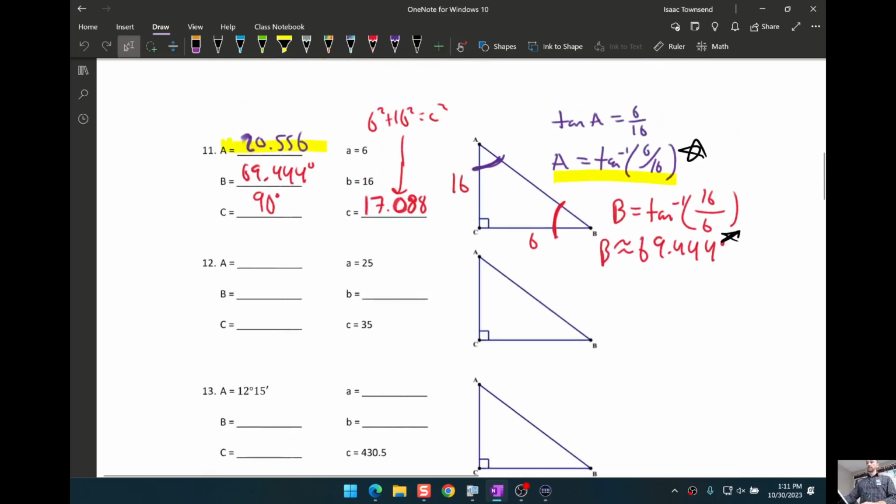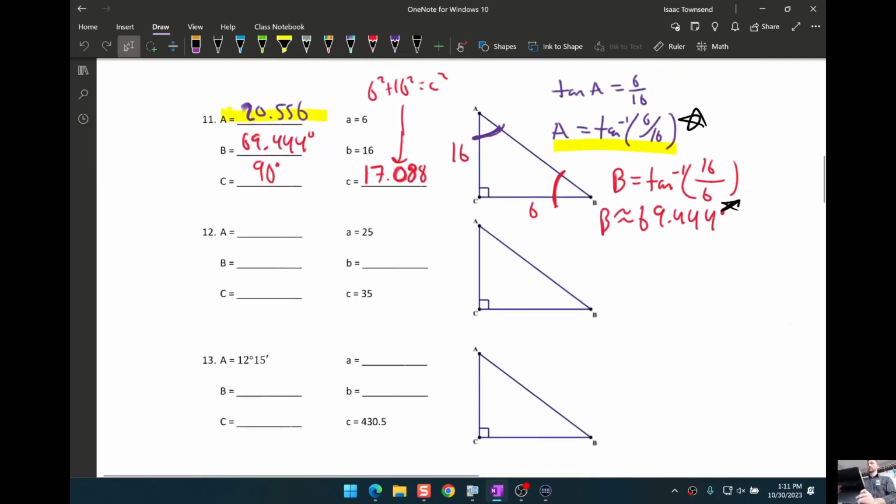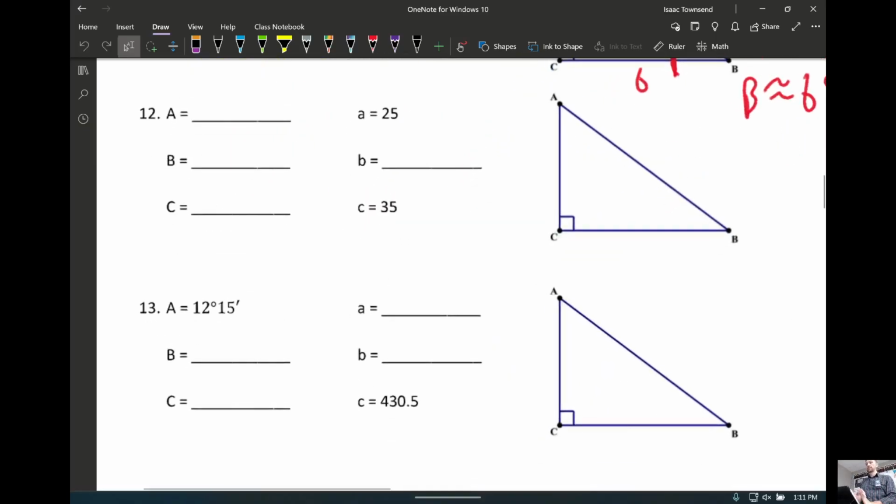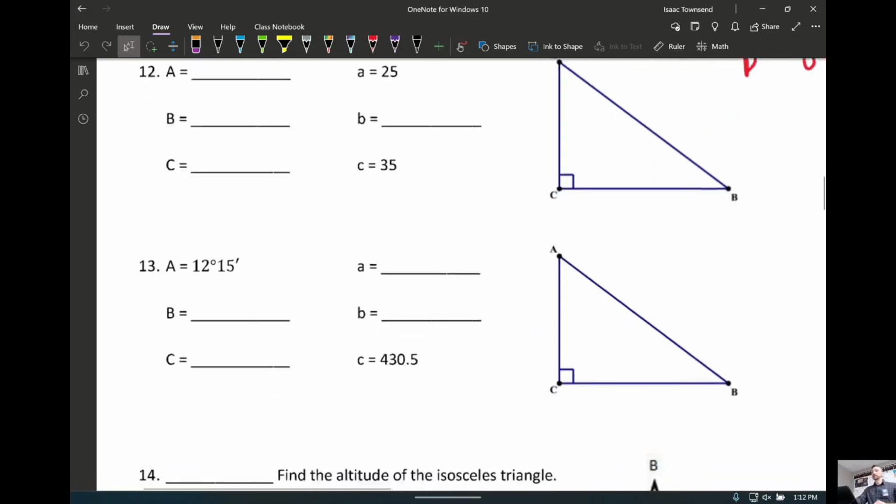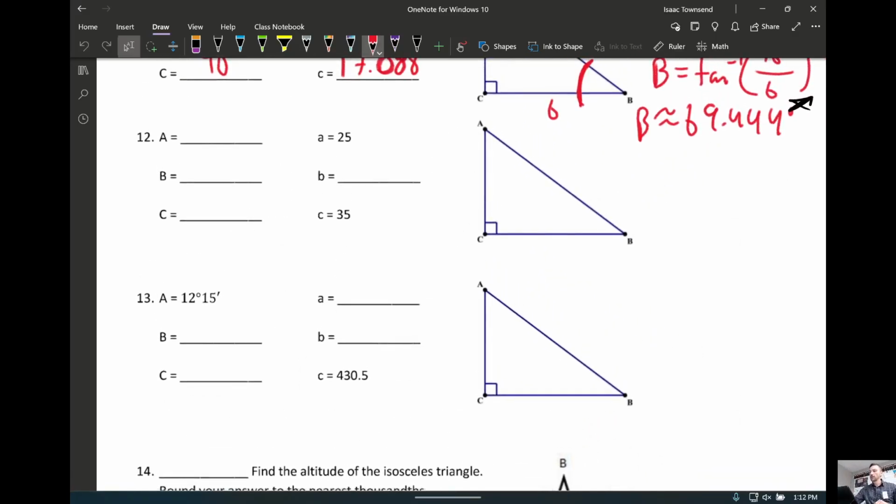Which one? My angles didn't add up. Okay, so let's see. This is 25, this is 35, and so for your angles, we really have to give you at least one because you have to know it's the right triangle.